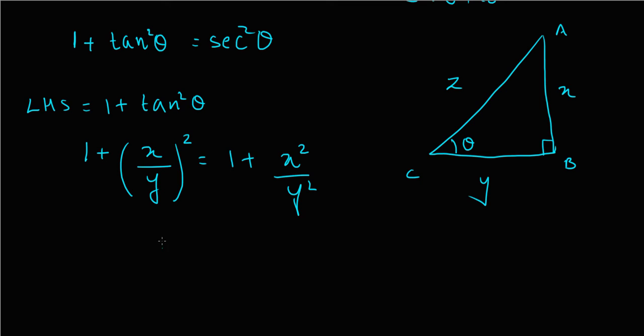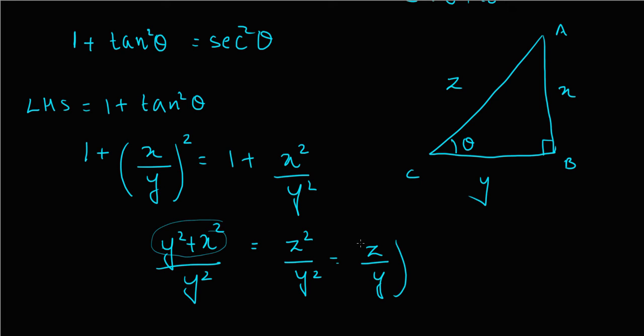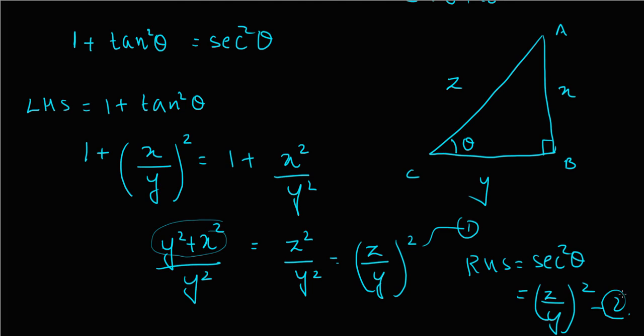Taking the LCM, I have y square plus x square by y square. We just saw that x square plus y square is nothing but z square. So z square by y square, which I can write as z by y the whole square. Now what about my RHS? In my RHS I have sec square theta. Sec is reciprocal of cos, so it is given by hypotenuse by the adjacent side. So it is z by y the whole square. So by equation 1 and 2 we have proved that LHS equal to RHS.